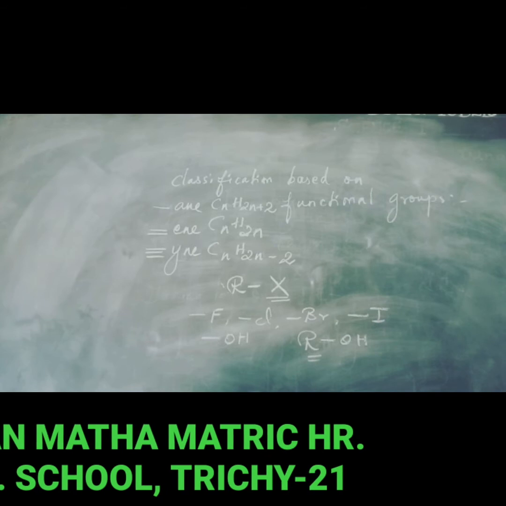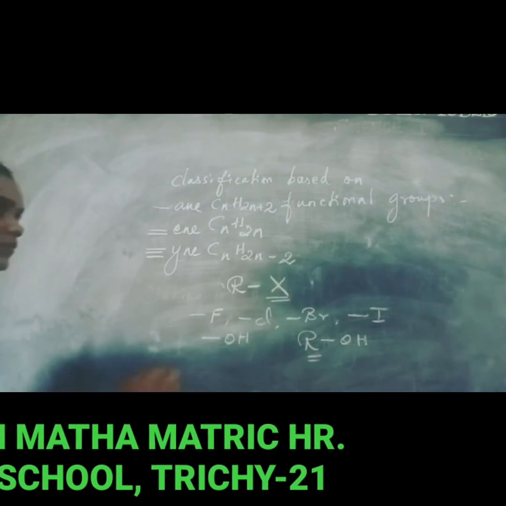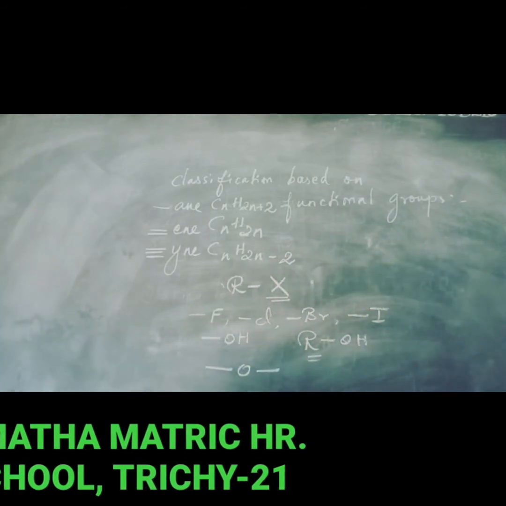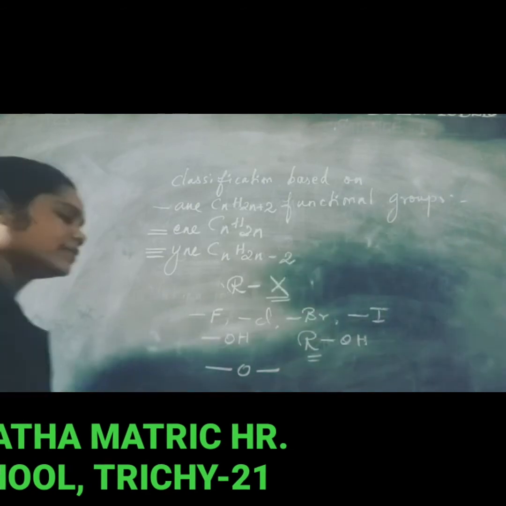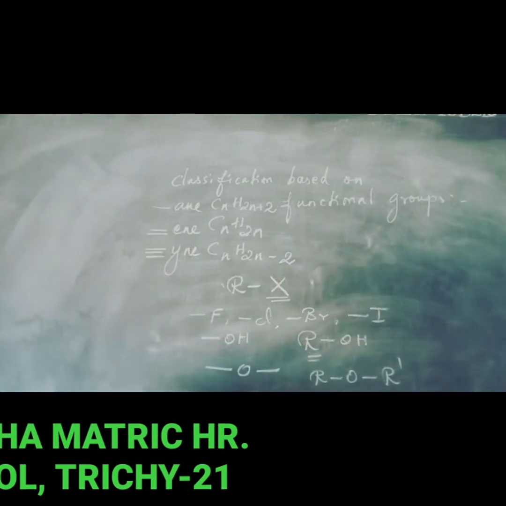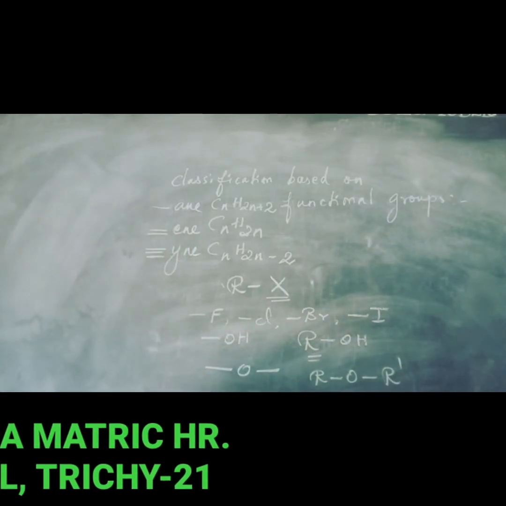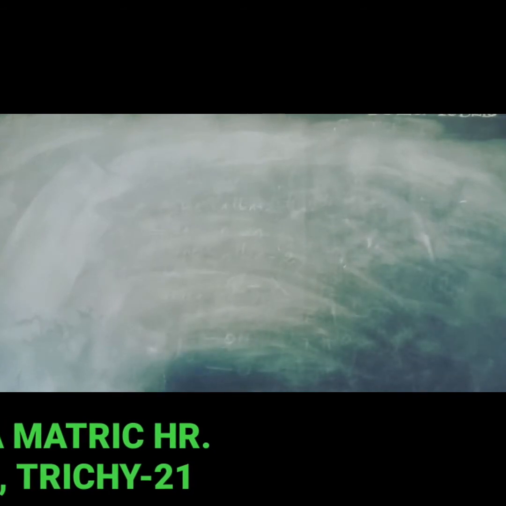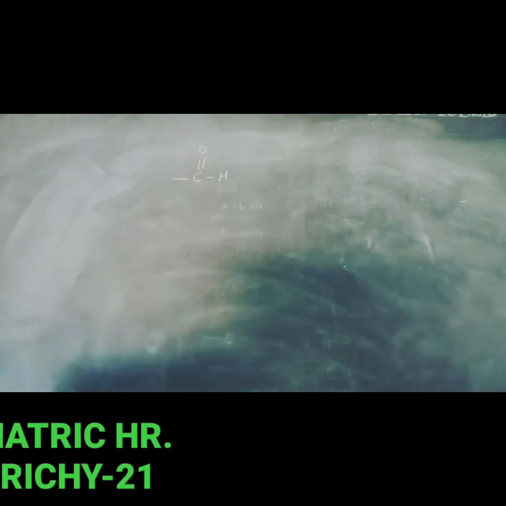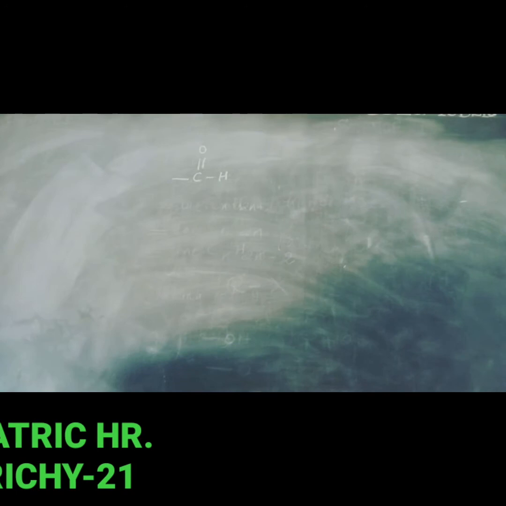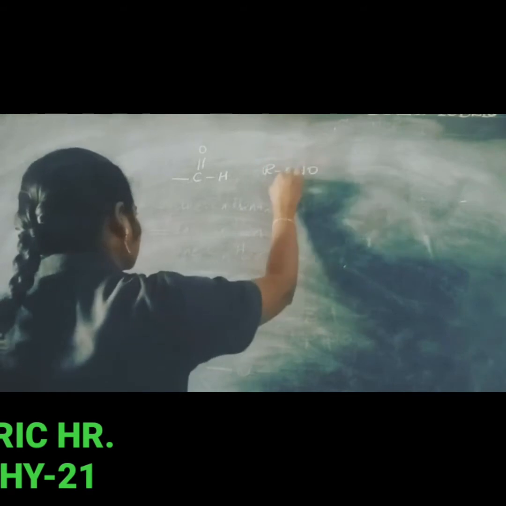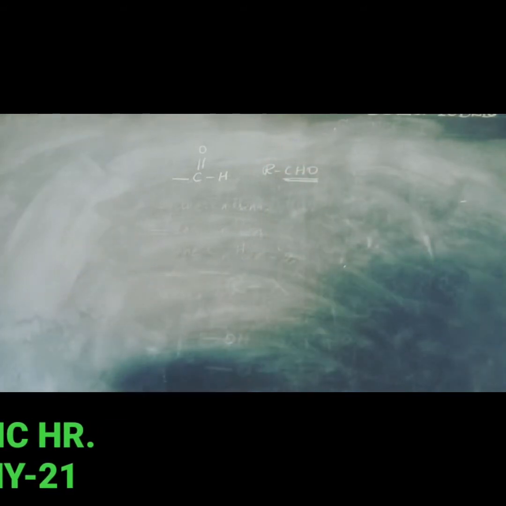And next one is ether. So ether represents a bond, no bond. This is the functional group of ether. The formula for ether is R-O-R'. And next one is aldehyde. That is CH double bond O. So this is the functional group of aldehyde. The formula for aldehyde is RCHO. So CHO present means that is the aldehyde functional group.